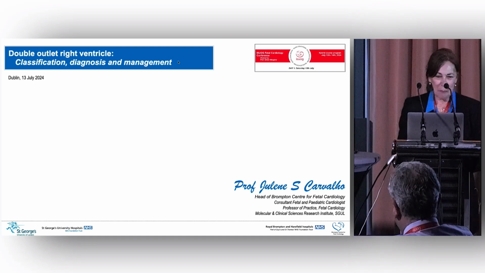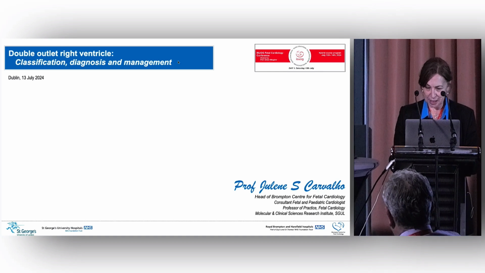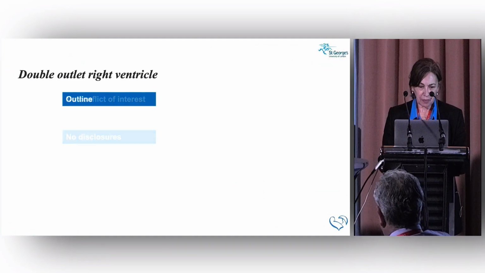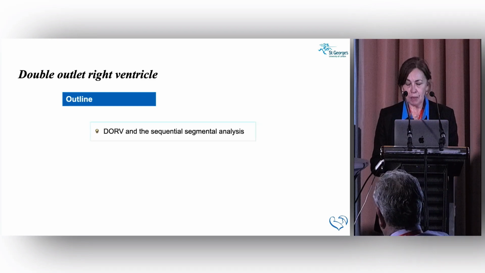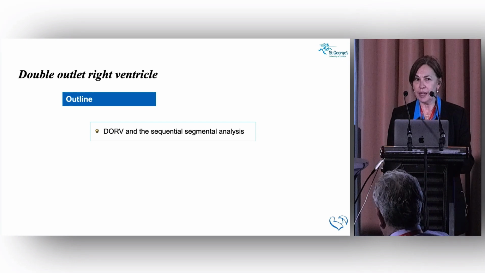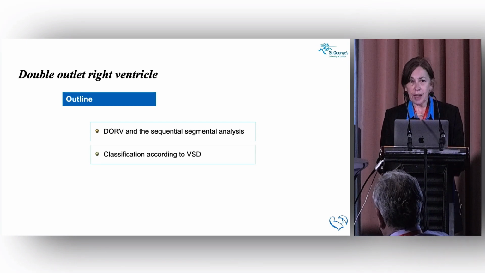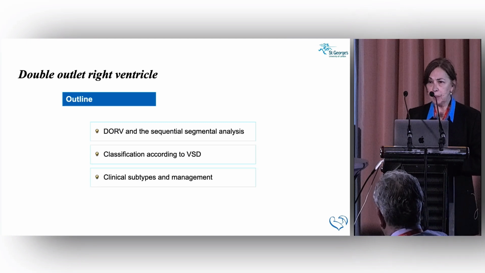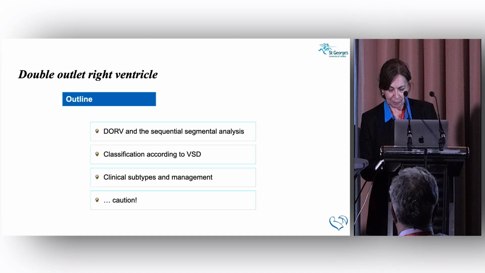I'll go over double outlet right ventricle, classification, diagnosis, and management. I have no conflict of interest, no disclosures. Now, the outline of my talk today is going to be first put double outlet in context of the sequential segmental analysis, classifying according to the position of the ventricular septal defect, discussing a little bit about the clinical subtypes and management, and a bit of a word of caution at the end.